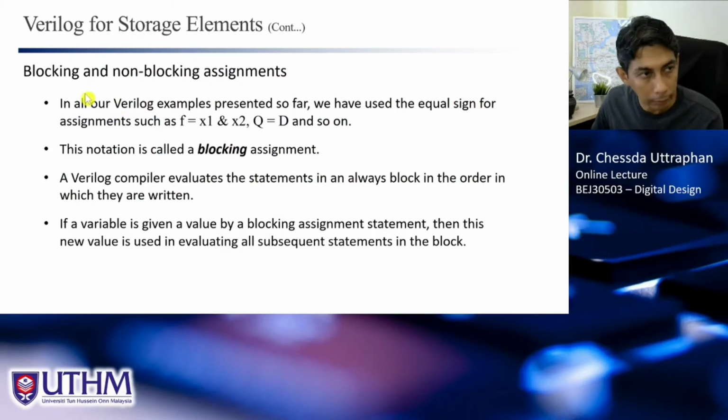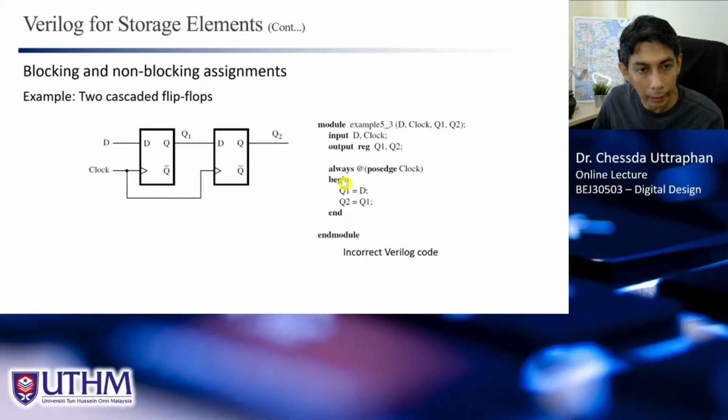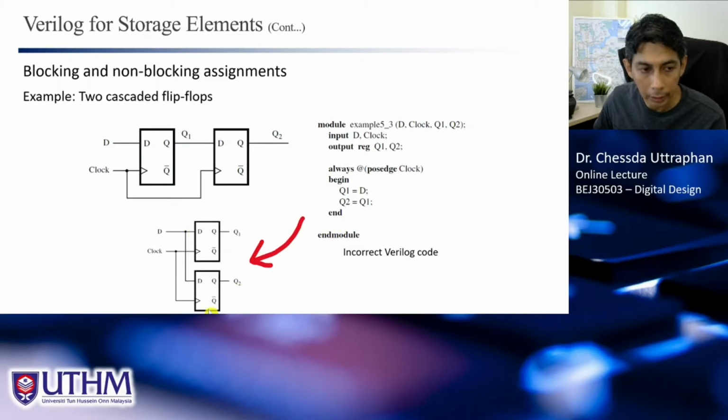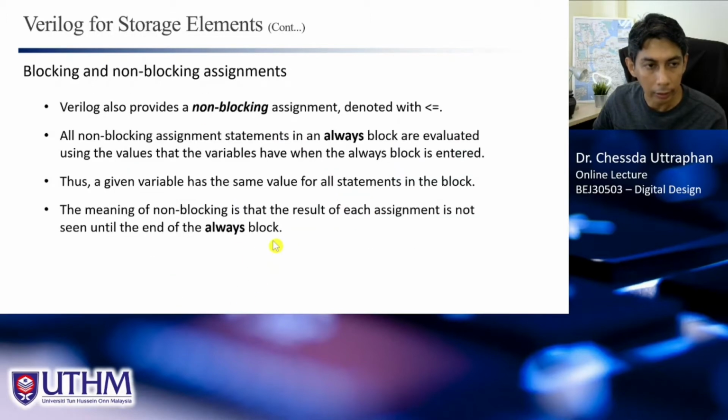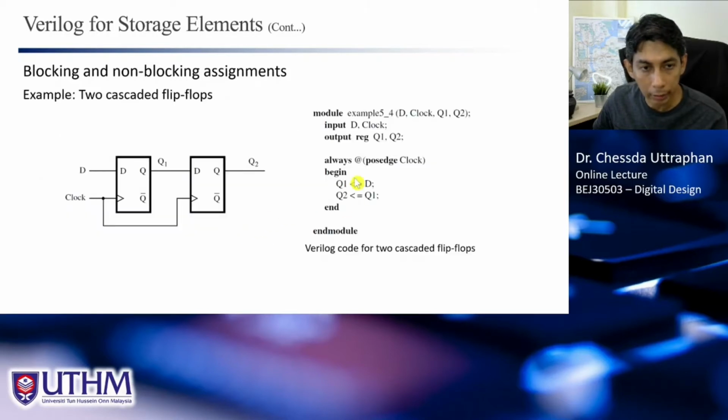We also learned what is blocking and non-blocking assignment, right? This one is called the blocking assignment. When we describe the sequential circuit, the flip-flops or the register, we need to be careful because when we use blocking assignment, we may end up with this circuit instead of this one. When we want to create the cascaded flip-flops like this, but if we write like this in Verilog using the blocking assignment, we will end up with this circuit, not this one. So to avoid that, we need to use what is called the non-blocking assignment like this, so that we can get the correct circuit.